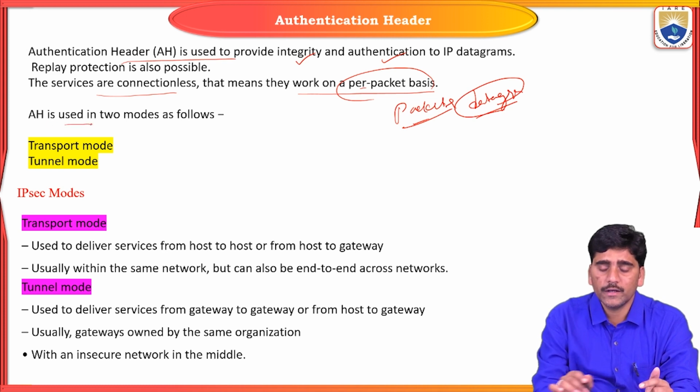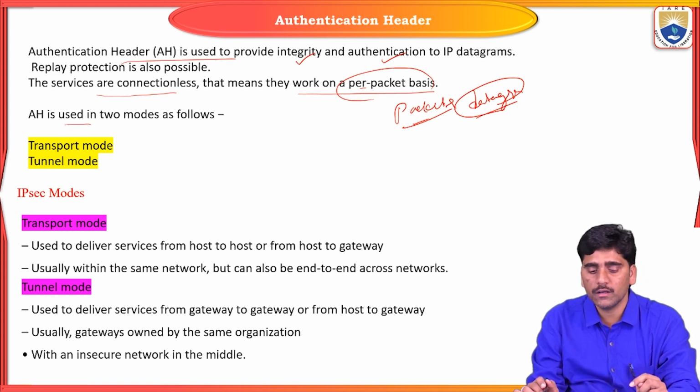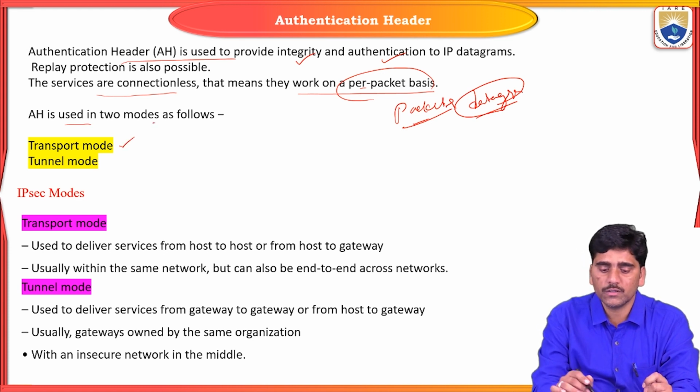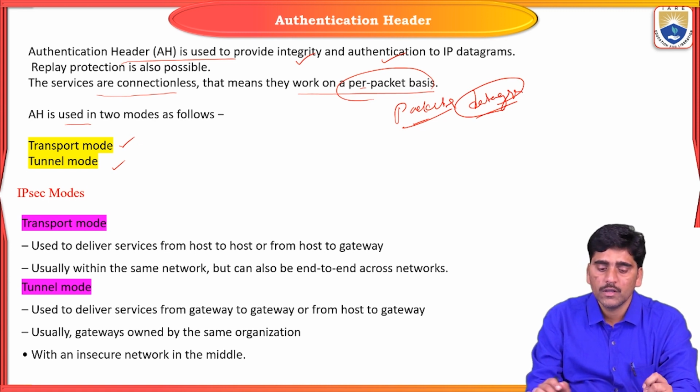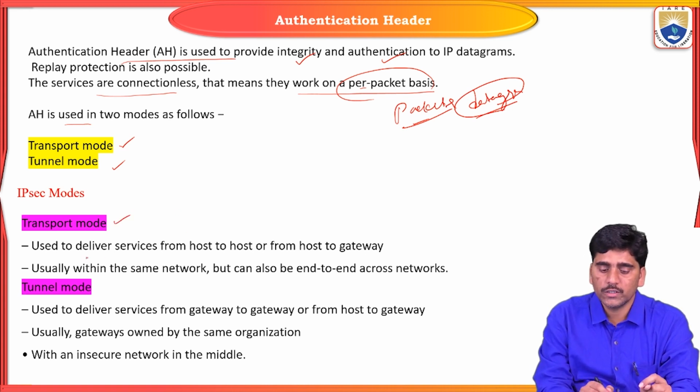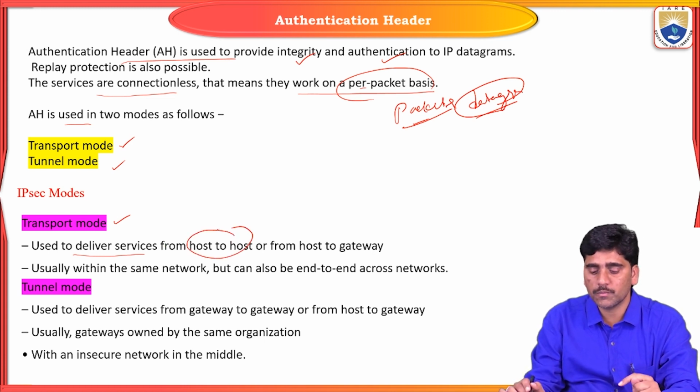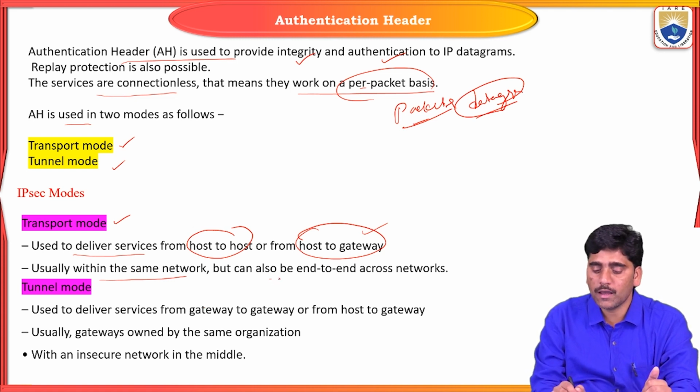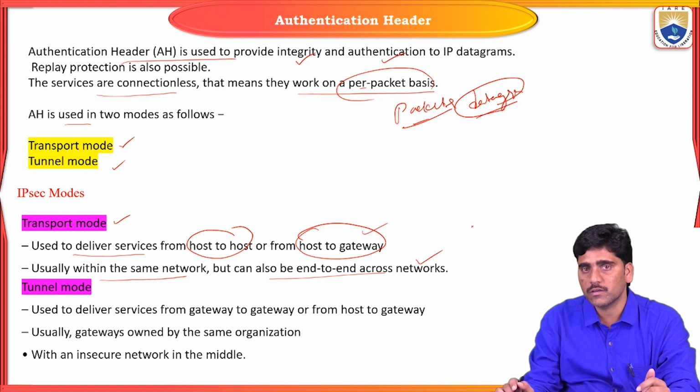The authentication header is used in two modes. The first one is transport mode, and the second one is tunnel mode. First, IP security transport mode is used to deliver services from host to host, or from host to gateway. Usually it is within the same network, but it can also be end to end across networks.